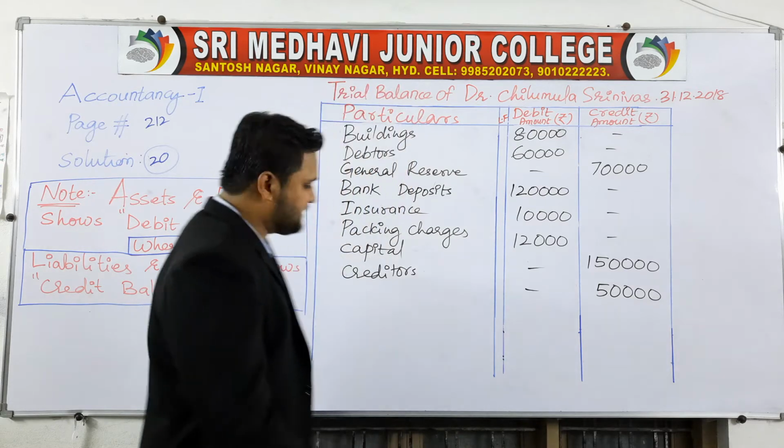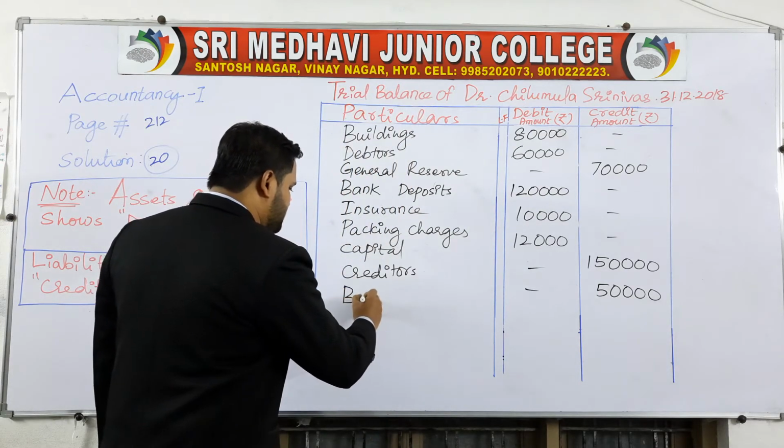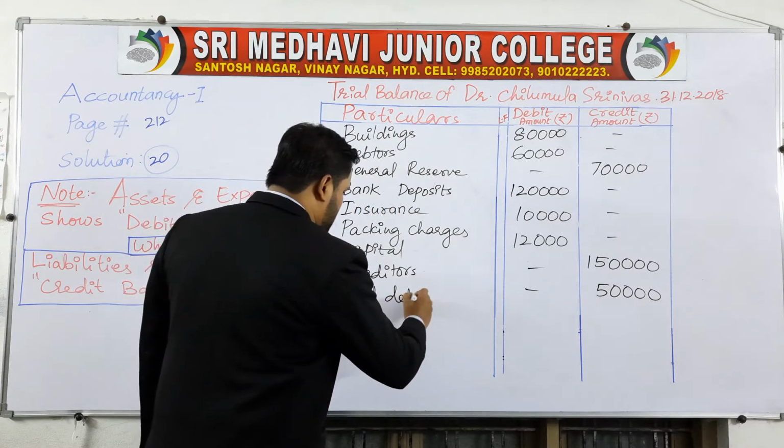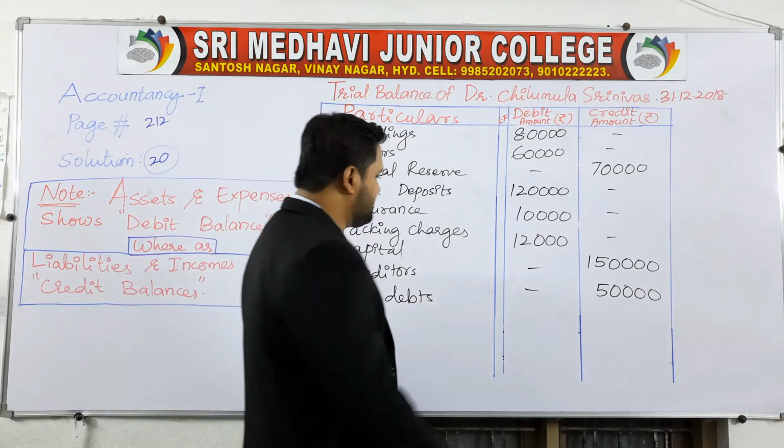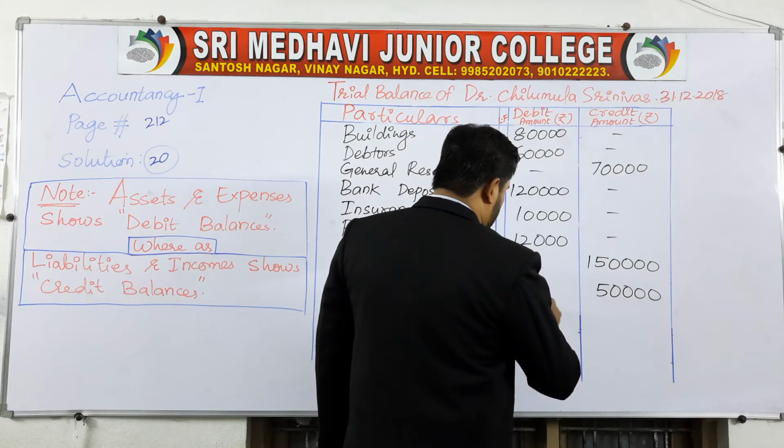Last, bad debts. Bad debts is an expense for you. So expenses show debit balance, 15,000 rupees in the debit column.